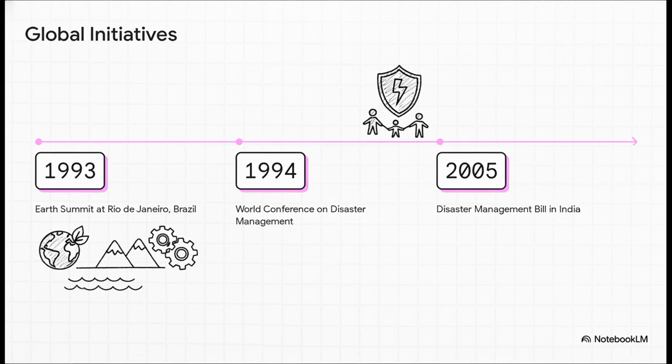It really started gaining momentum with the 1993 Earth Summit in Rio de Janeiro, which finally put the environment front and center on the global stage. Then, the incredibly pivotal 1994 Yokohama World Conference on Disaster Management made it clear we needed organized global action. All of this eventually paved the way for robust national frameworks, like India's landmark Disaster Management Bill in 2005, which finally created structured agencies to handle these crises head-on.